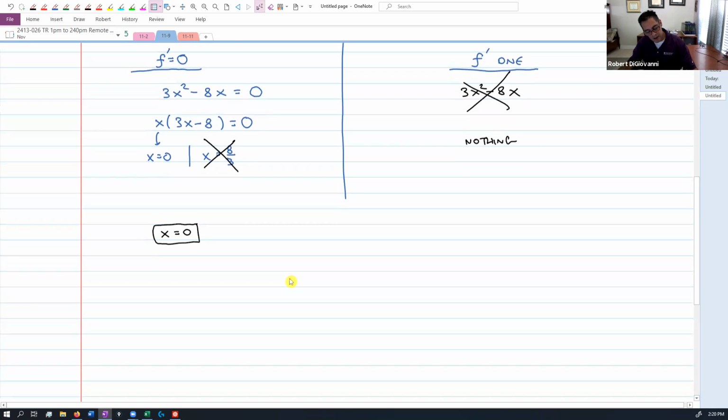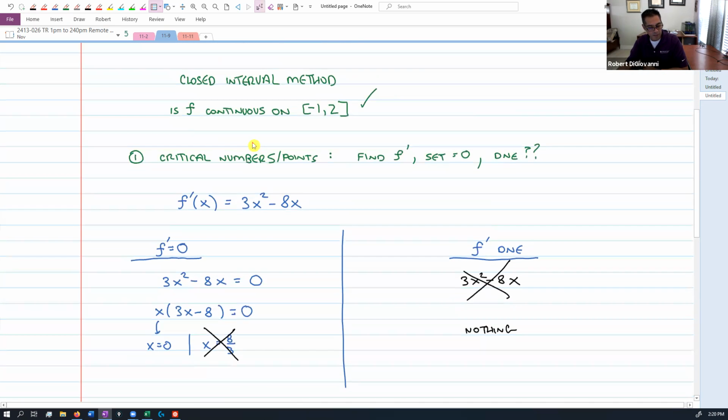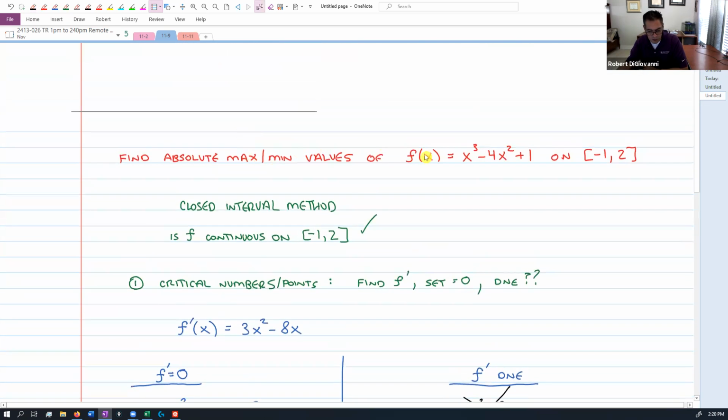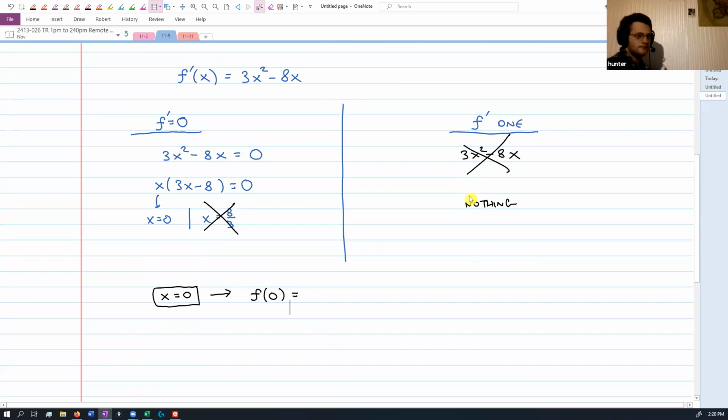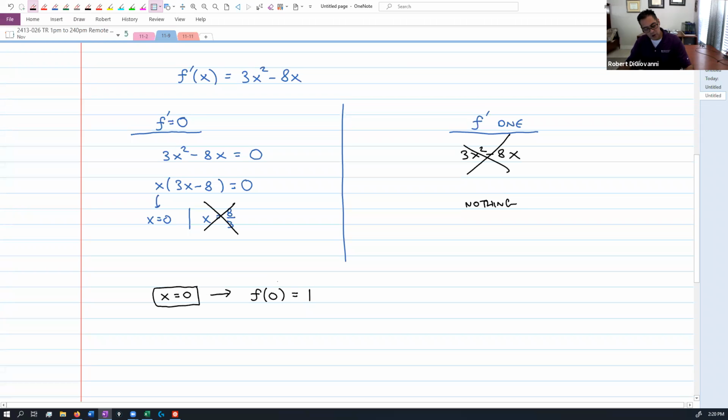I need to now take that value and plug it into my original function and see what I get. So when I plug 0 in here, what do I get? Here's the function. You just get 1. Into the original function, you plug it in and you get 1. So right now, here's what I know. I know that the absolute maximum of this function could be 1. The absolute minimum could be 1. I don't know yet. I just know something interesting is happening there.